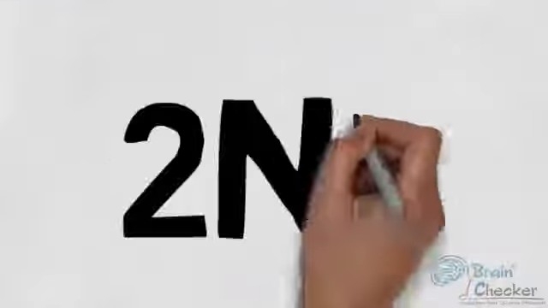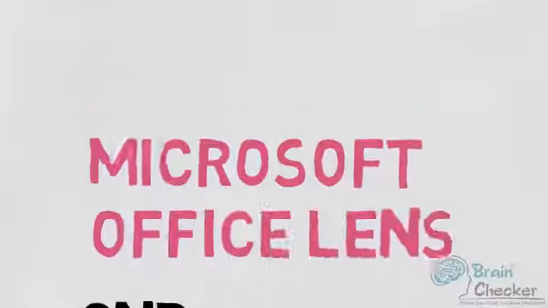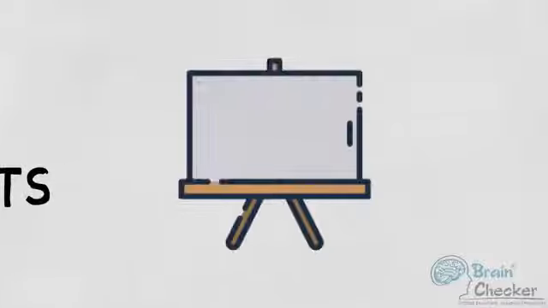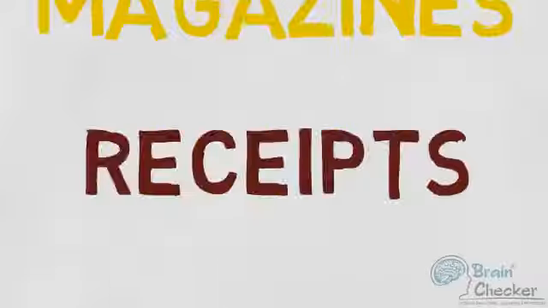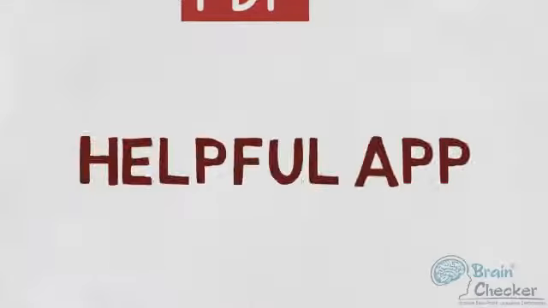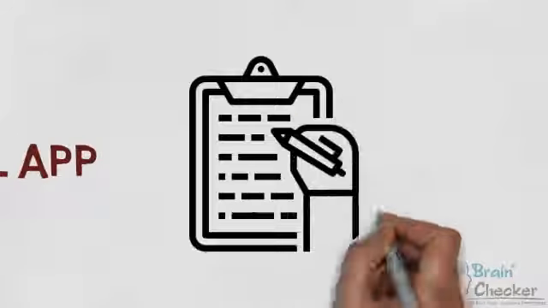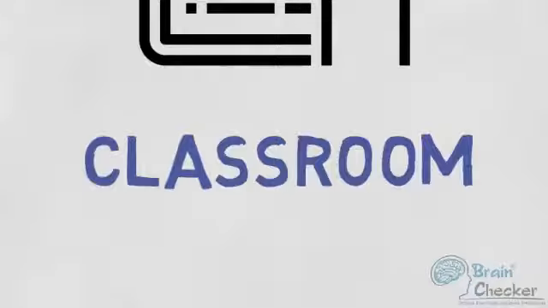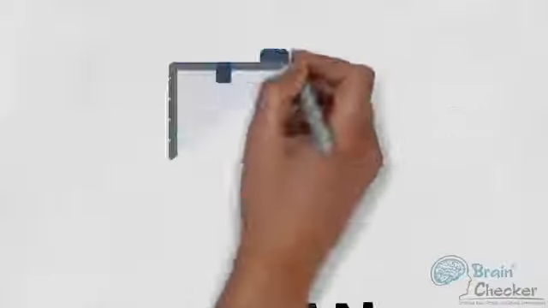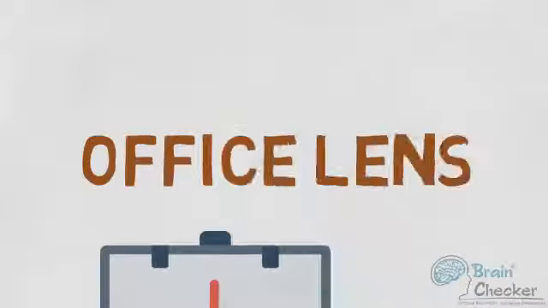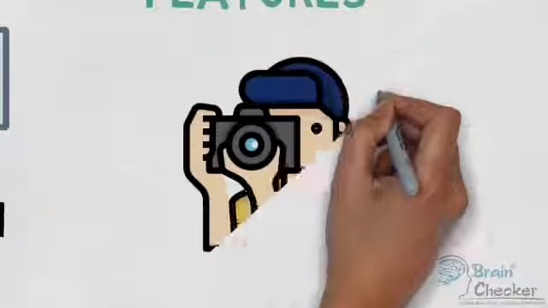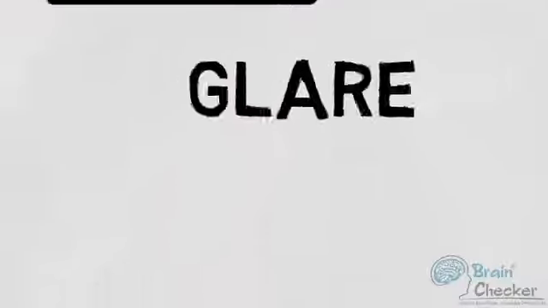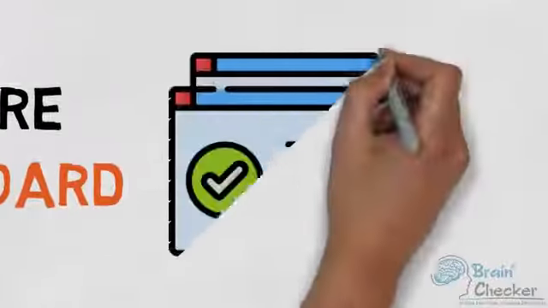Second, Microsoft Office Lens. Microsoft Office Lens is a scanner app which lets you scan documents, whiteboards, blackboards, magazines, receipts, etc. After scanning, you can convert them into images or PDF files. It's a very helpful app for students because it eases the work of creating notes and other stuff in the classroom to just a few clicks. You can even scan your entire whiteboard using Office Lens. One of the coolest features of this app is that even if you're sitting at an angle, or there's a glare on the whiteboard, the app will correct it and give you a clear and straight picture.